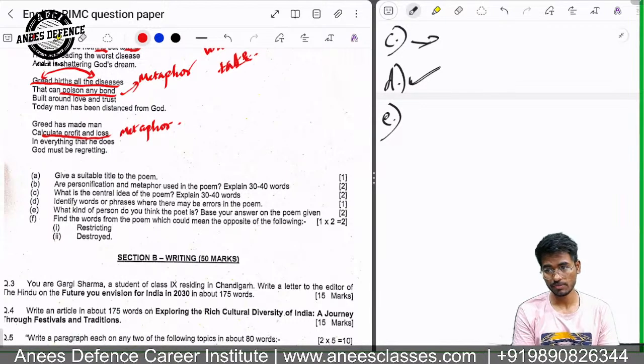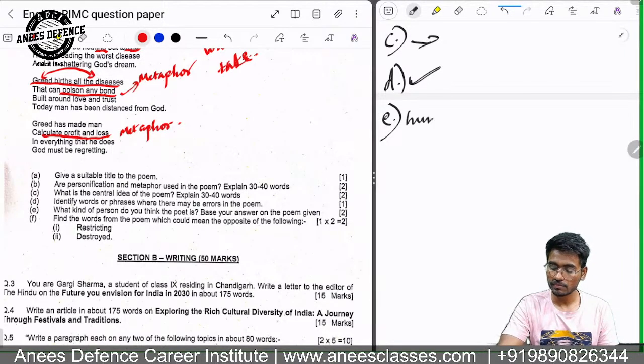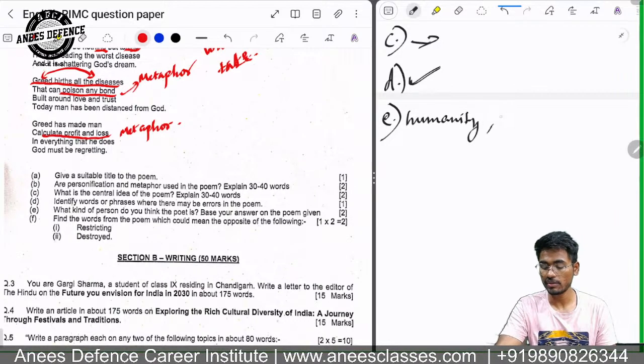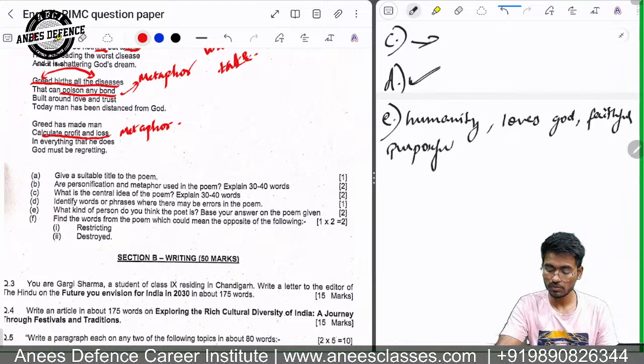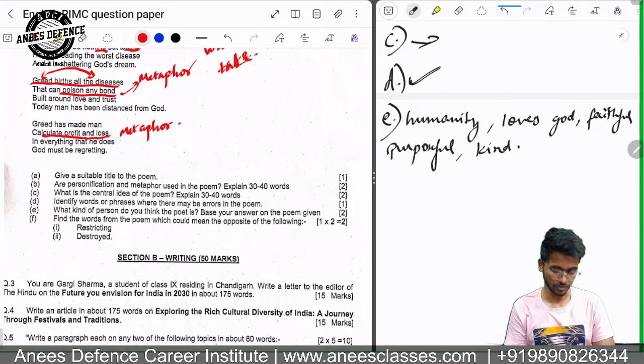He wants to live in harmony. So he's a peaceful, kind person. You can use the word benevolent over here. Benevolent means kind. The synonym of benevolent is kind. He's a kind person. So you can write here, he loves humanity, or he's humane. You can write, he loves God. He has faith. He's faithful, purposeful, kind. This is the type of person the poet is. Okay.